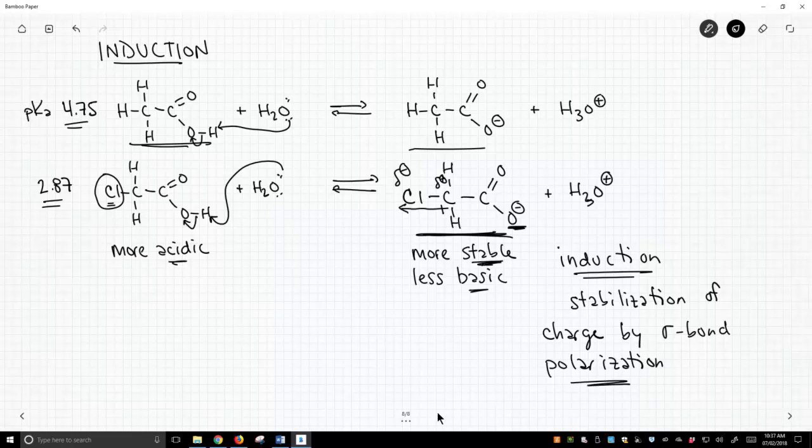This is not resonance. You might say, oh, but look, it's the electronegativity of the chlorine that gave rise to our inductive effect. It is the electronegativity of the chlorine, but the chlorine is not the atom that bears the charge. So this is not an electronegativity of the atom that bears the charge. It's an electronegativity that gives rise to sigma bond polarization. So this is the inductive effect or induction, and we'll see this quite a bit in acid-base reactions as well as general reactivity in organic chemistry.